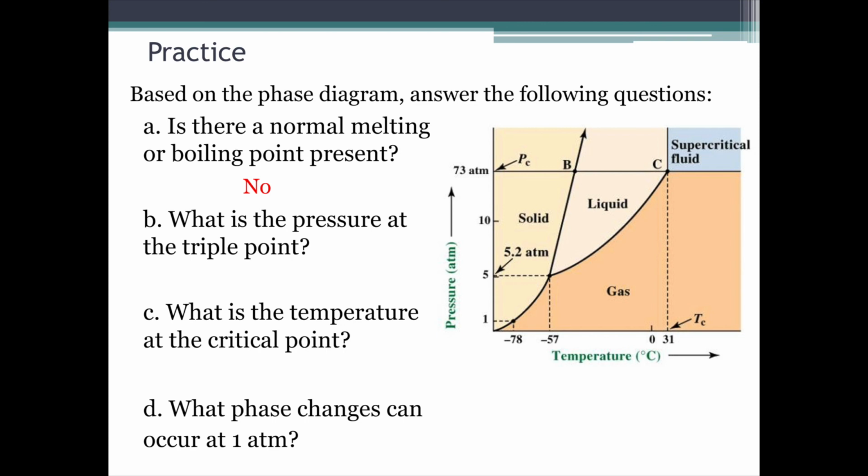It says, what is the pressure at the triple point? The triple point is right here. So the pressure, it tells me, is 5.2 atm. What is the temperature of the critical point? At the critical point, I come down to temperature, and it is 31 degrees Celsius. What phase change can occur at 1 atmosphere? So at that 1 atmosphere, the only phase changes that can occur are sublimation and deposition. And that concludes our lesson on phase diagrams.